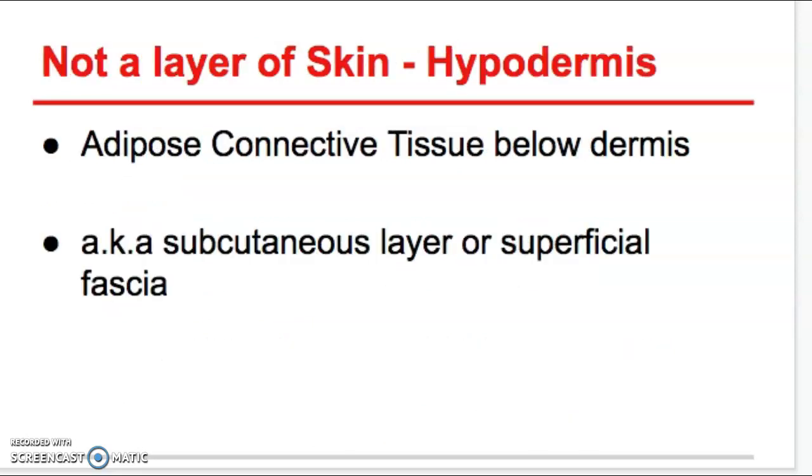And below that is the hypodermis that we've talked about. It's a layer of adipose tissue. It's also called the subcutaneous layer or the superficial fascia.